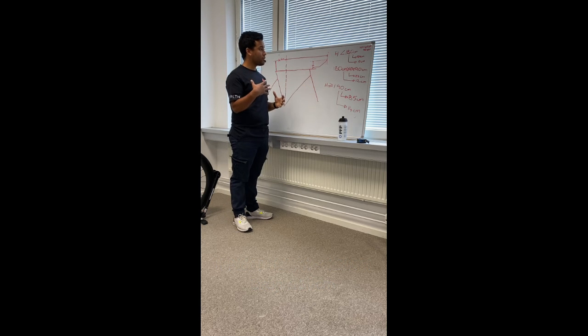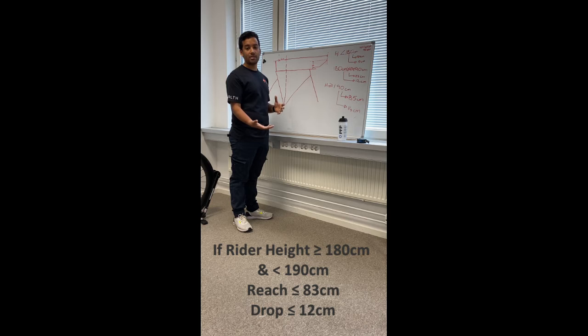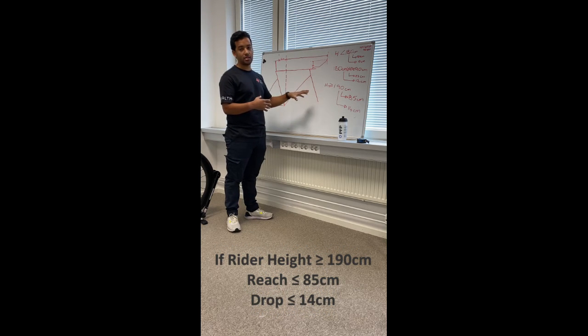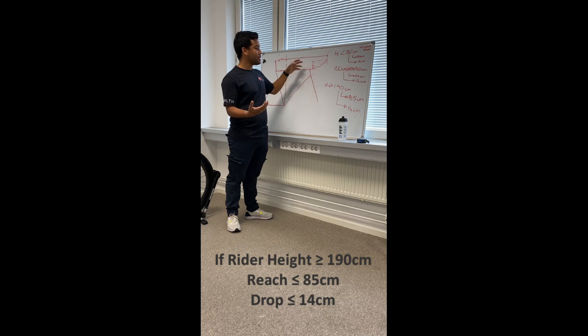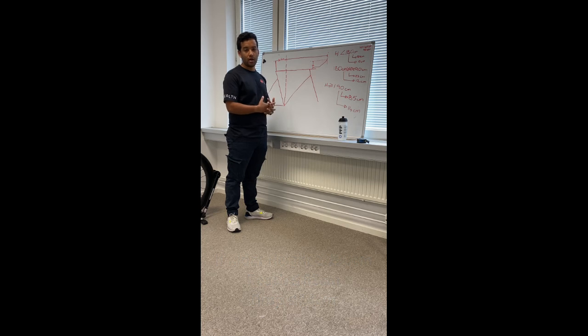If you are 180 centimeters but less than 190 centimeters in height, you're getting a little more reach to play with, up to 83 centimeters. And with your drop, a little more as well: 12 centimeters. If you're 190 centimeters in height and taller, you're getting up to 85 centimeters in reach to play with, and up to 14 centimeters in drop.